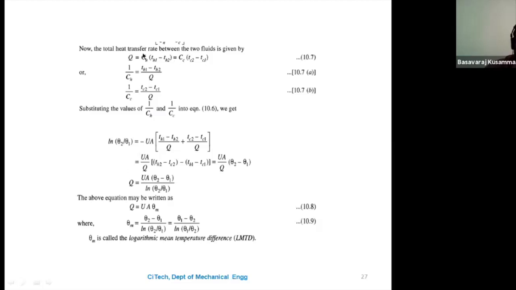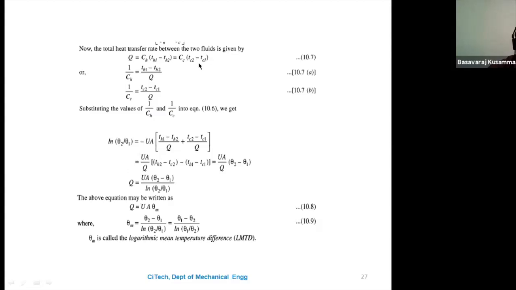Or you can calculate using the cold fluid conditions also: the heat capacity of the cold fluid times the outlet temperature minus the inlet temperature. Why? Because the outlet temperature of the cold fluid is greater than the inlet temperature of the cold fluid. That's why we take TC2 minus TC1. By using this equation we can calculate the total heat transfer rate between the two fluids.